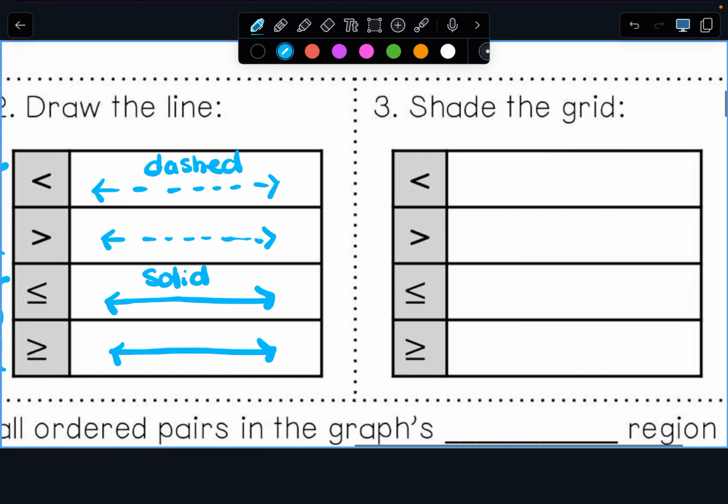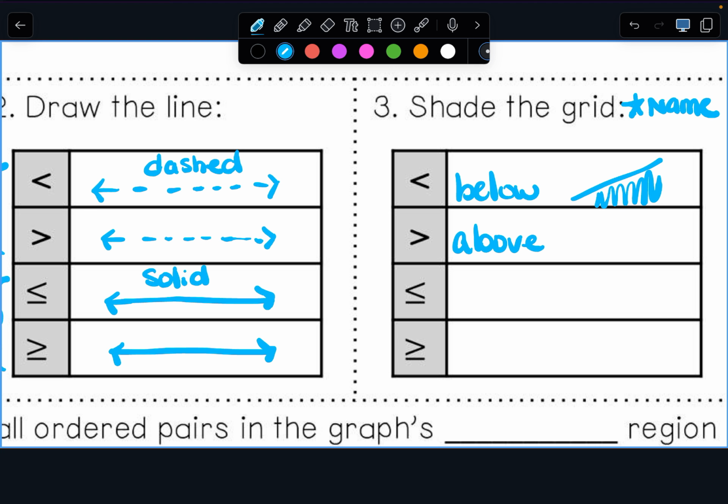The shading part depends on the name. You have to think of the name of the inequality, okay? If you forget, everybody hold up your hands, hold up your two L's. Your left hand always makes a less than symbol. So that means this is greater. Now, the first one is less than, so that means you would shade below the line. So if that's my line, this is below. Okay? The next one is greater. Greater is above. So if this is my line, this is above.